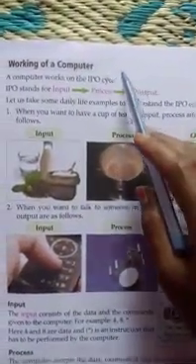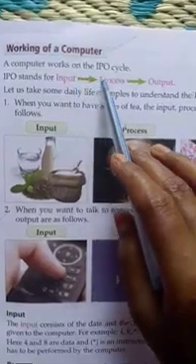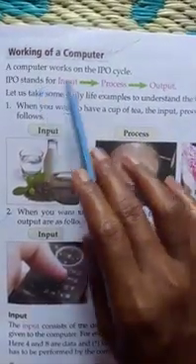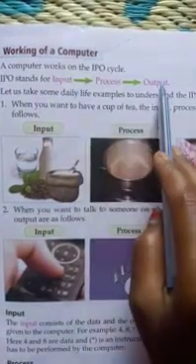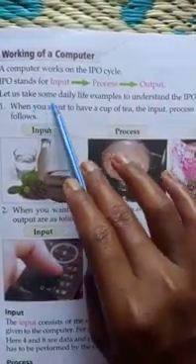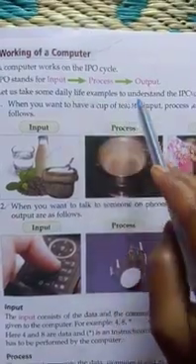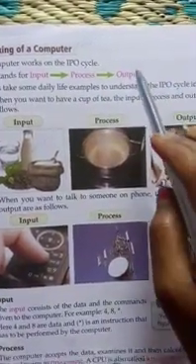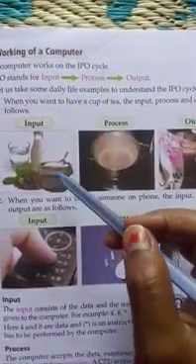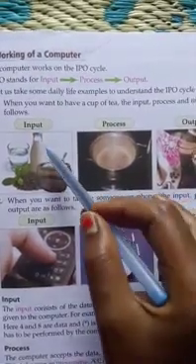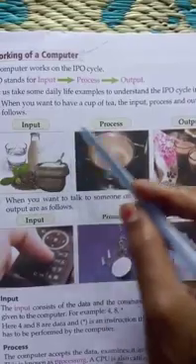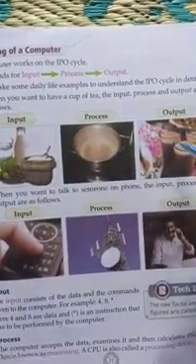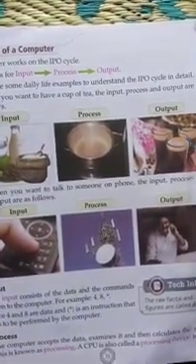Working of a computer. A computer works on the IPO cycle. IPO stands for input, process and output. Let us take some daily life examples to understand the IPO cycle. These are inputs: milk, water, tea powder and sugar. They are processed here and we get an output, that is tea.